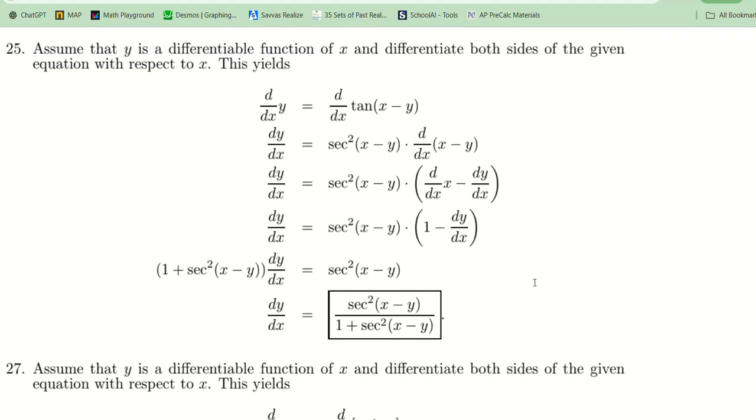All right. 25: secant squared of x minus y over 1 plus secant squared of x minus y. The key to this problem is recognizing that the derivative of tangent is secant squared.